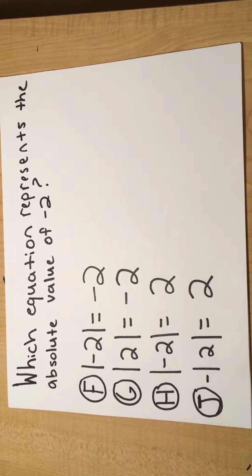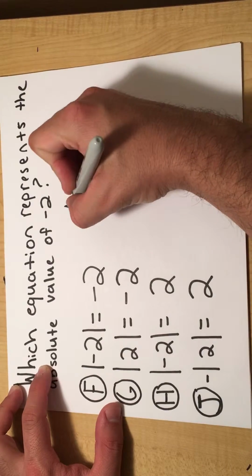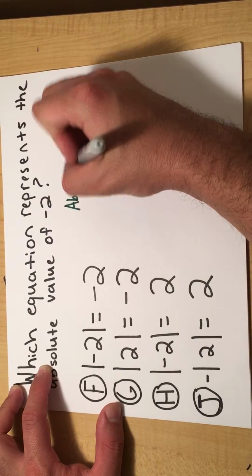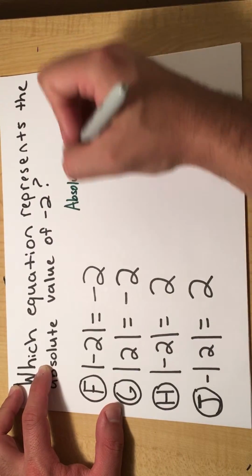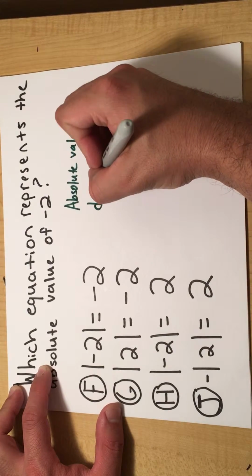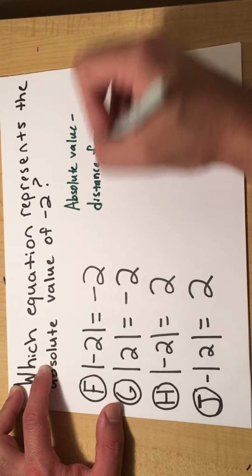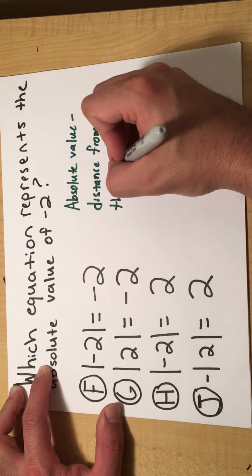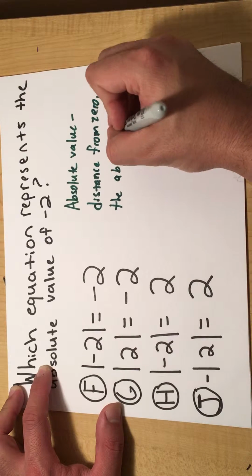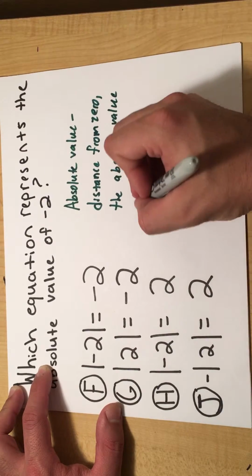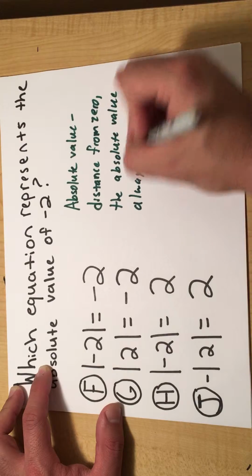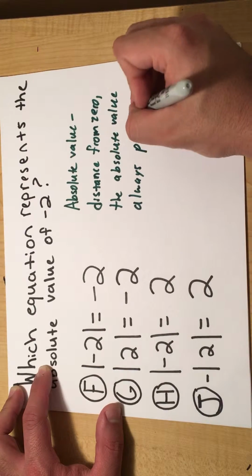And if you guys have seen, these are very simple questions. And absolute value in itself is a very simple concept. We just got to remember two things. I'm going to write it down here again. The absolute value is what? It's a distance from 0. And the absolute value is always positive. Okay?